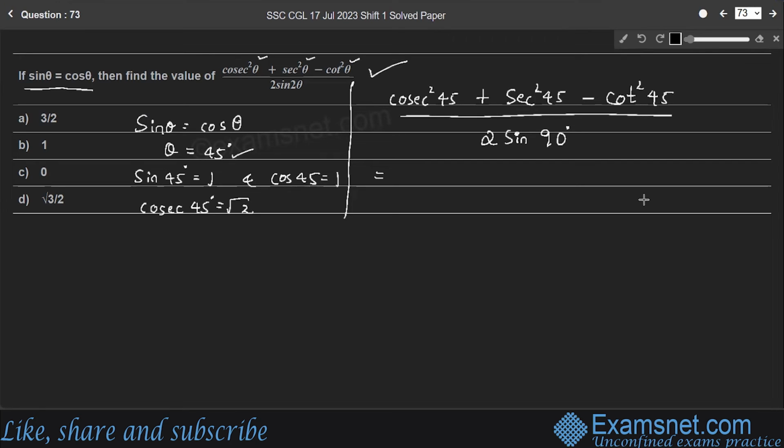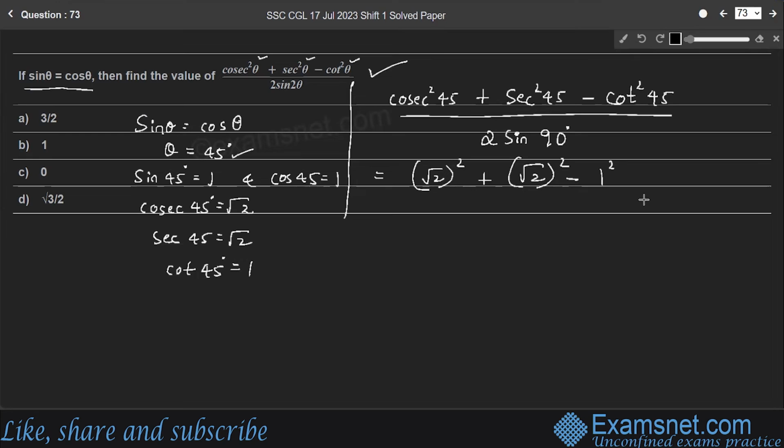Therefore, cosecant square 45 degree becomes root 2 the whole square, plus secant square 45, or secant 45 is also root 2. Therefore, secant square 45 becomes root 2 the whole square, minus. So, cot 45 is always 1. So, inverse of tan. Tan 45 is 1. Therefore, cot 45 is also 1.